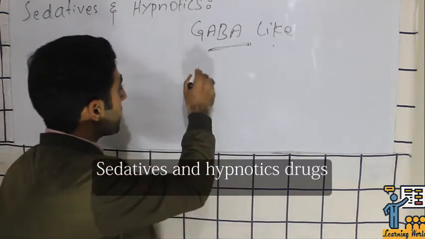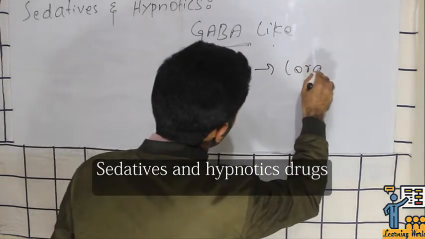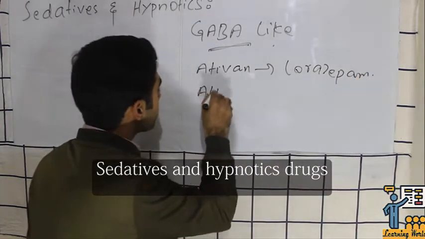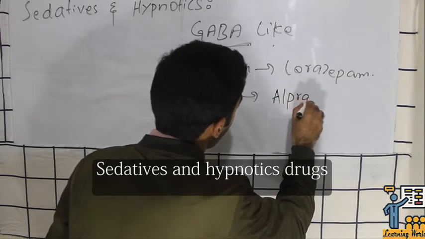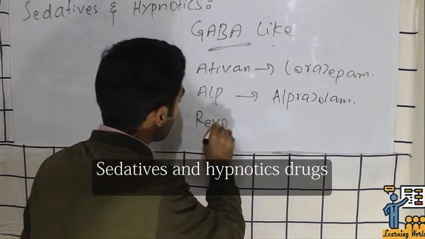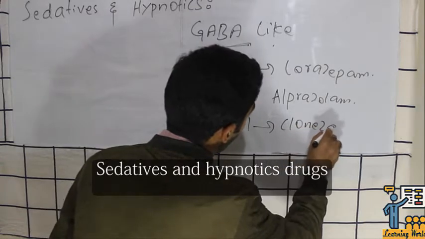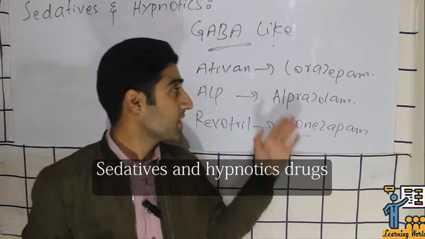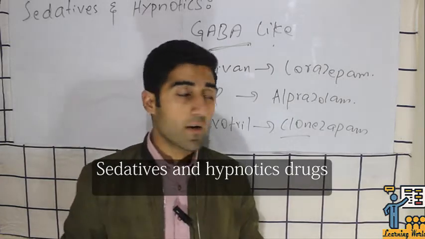For example, the brand names that contain lorazepam, alprazolam, and Rivotril, which contains clonazepam. These are sedative and hypnotic drugs. For example, lorazepam, alprazolam, clonazepam, diazepam, etc.